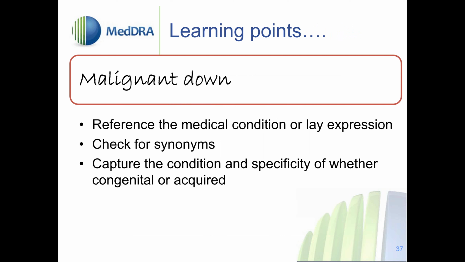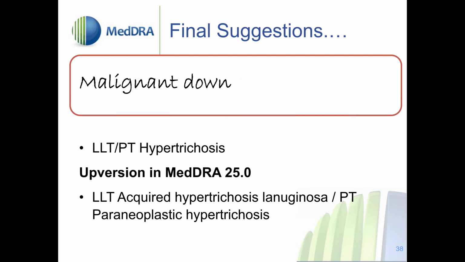So you see there what we've done, our thought process. We've referenced the medical condition, looked for synonyms, and we're looking to capture the condition and the specificity particularly. You always need to check the hierarchy to make sure you're not coding into a congenital SOC if you know that the condition was developed later in life. And our final suggestion is, as most of you said, hypertrichosis, and we would up version for version 25 to acquired hypertrichosis lanuginosa with a PT of paraneoplastic hypertrichosis.